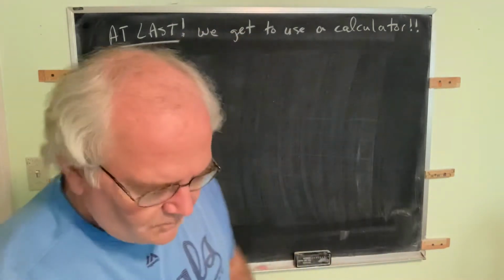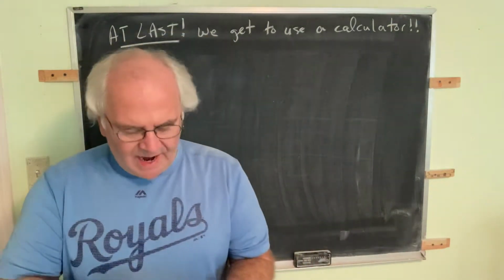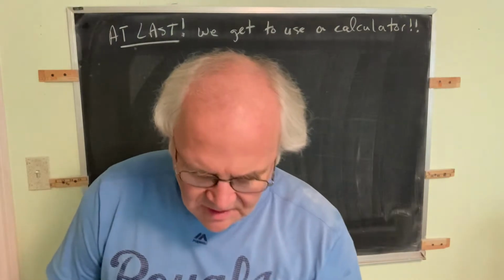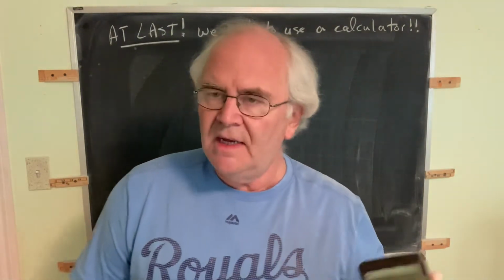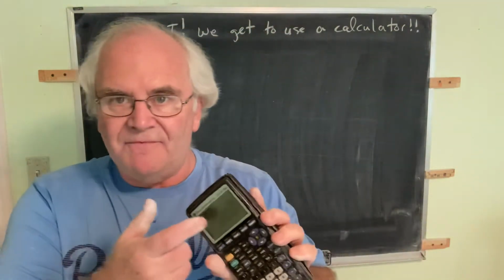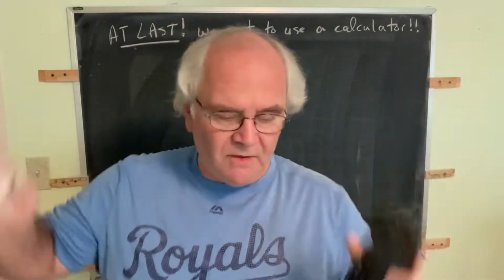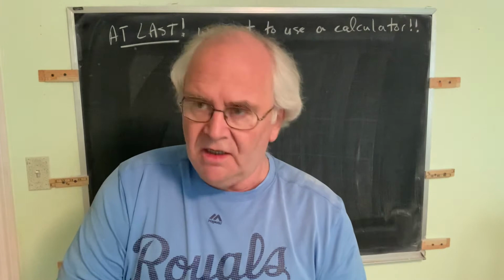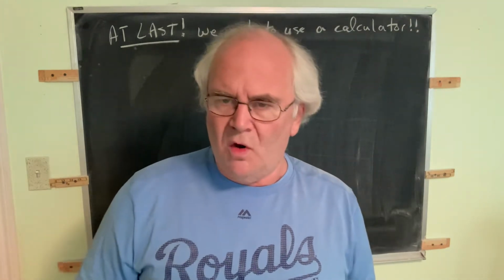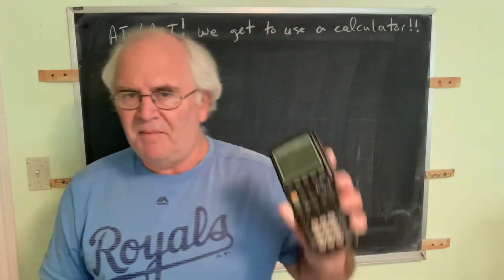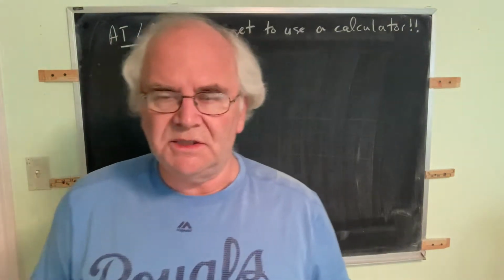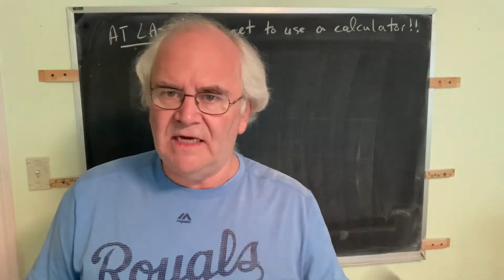So, again, my calculator is this TI-83 Plus. You do not need to have the graphing calculator. If you do, that's wonderful. If you don't, that's wonderful. Any standard scientific calculator will do. You can probably go to Walmart or somewhere and pick up a decent scientific calculator for probably under $20. Just an ordinary scientific calculator.